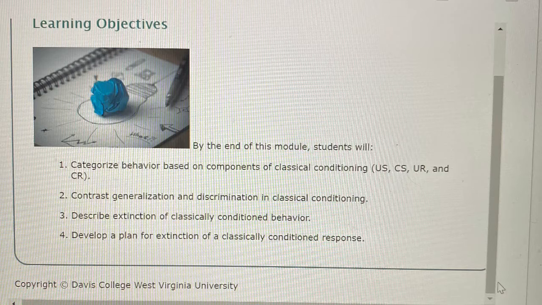Categorize behavior based on components of classical conditioning: US, CS, UR, and CR. 2. Contrast generalization and discrimination in classical conditioning. 3. Describe extinction of classically conditioned behavior. And 4. Develop a plan for extinction of a classically conditioned response.